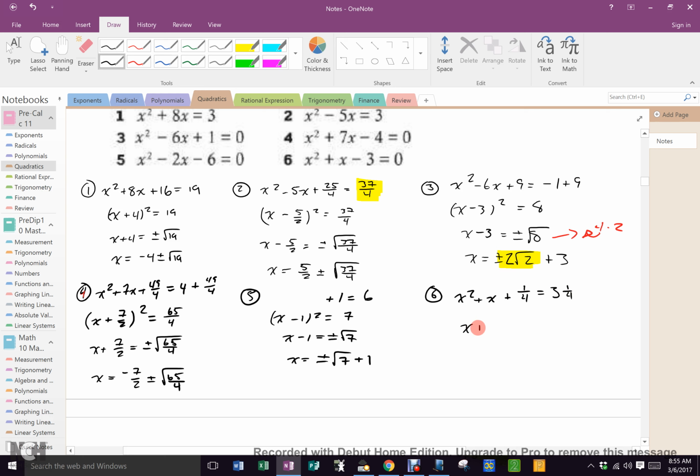So that's x plus 1/2 squared equals 3 1/4. X plus 1/2 equals plus or minus root of 3 1/4. X equals -1/2 plus or minus the root of 3 1/4. Now, if you got to there, can you simplify? Yes. Do I really care right now? No, but start getting in the habit.